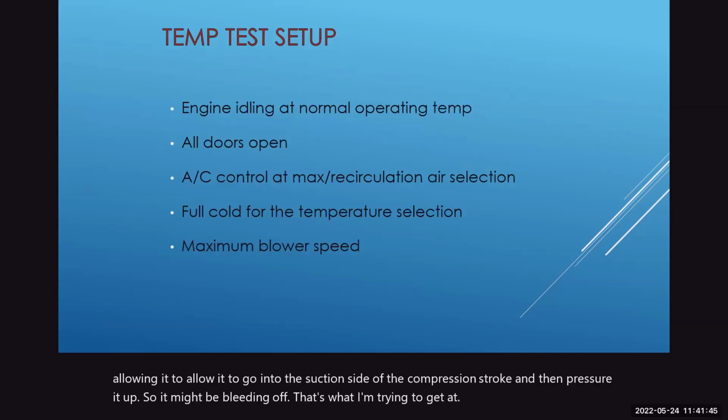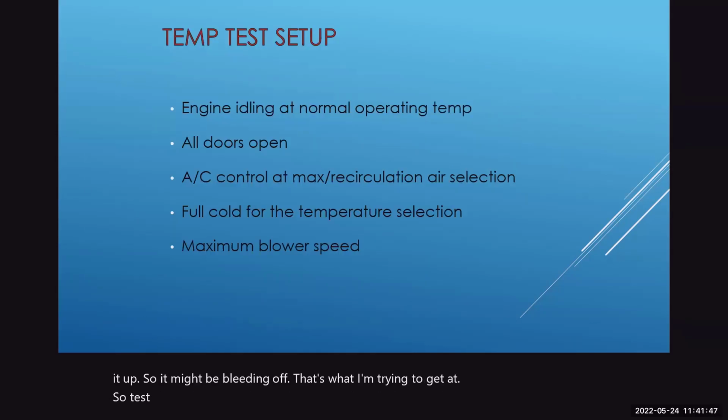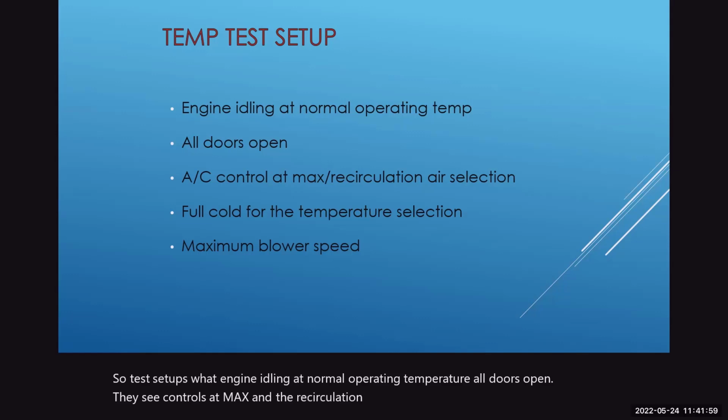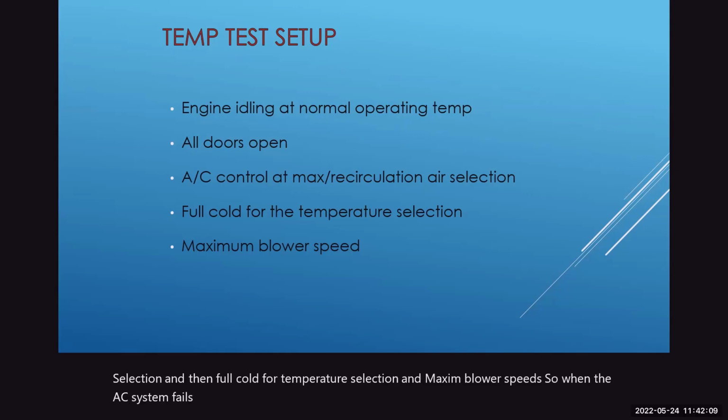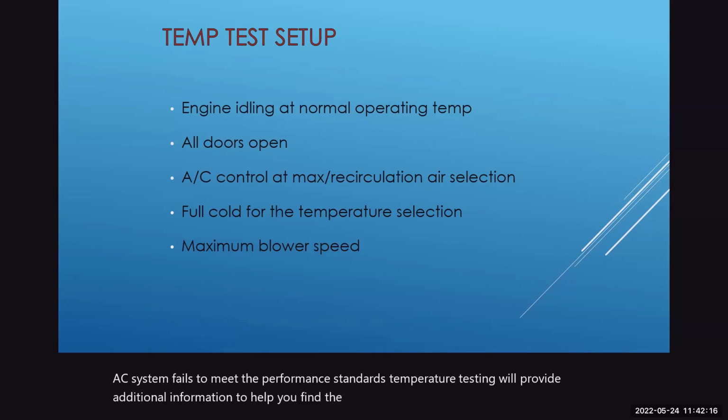So, test setup: engine idling at normal operating temperature, all doors open, AC controls at max, recirculation mode for air selection, then full cold for temperature selection and maximum blower speed. When the AC system fails to meet the performance standards, temperature testing will provide additional information to help you find the root cause. This is the vehicle setup for a temperature drop test.